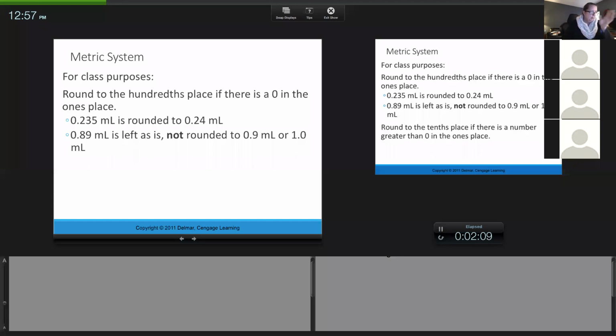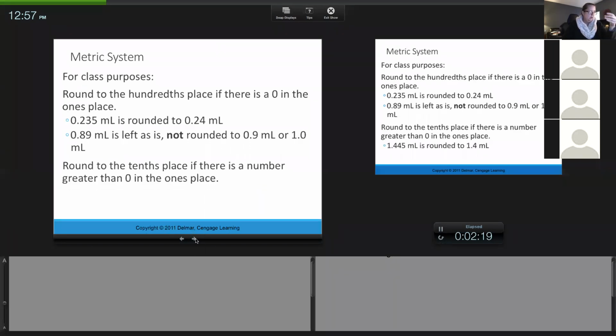But for math purposes, if there is a 0 in front of the decimal, you want to leave it at the hundredths place, whatever it says. When you do your math and you have a number that's greater than 0 in the ones place, then you're going to round to the nearest tenth.